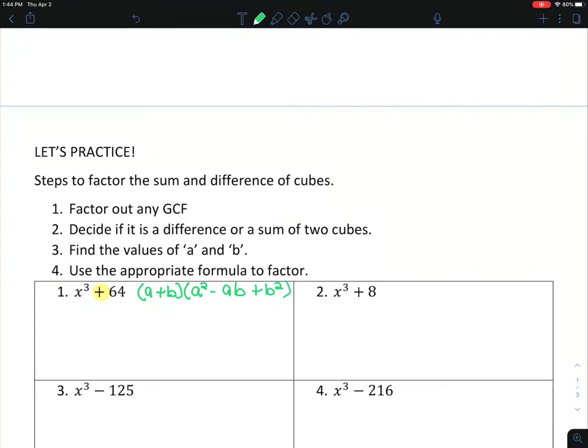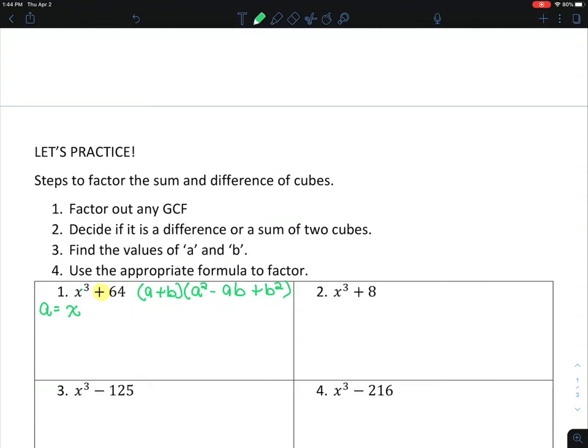Okay, so that's the formula we're going to use because it is a sum. Then the next thing to decide is what is A and what is B. What value of A am I cubing to get x cubed? So x cubed is x times x times x. So I say that A is x.